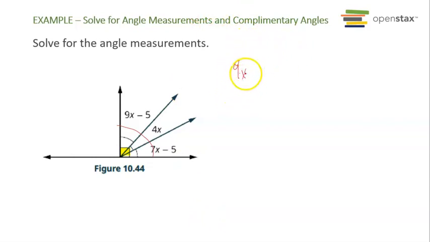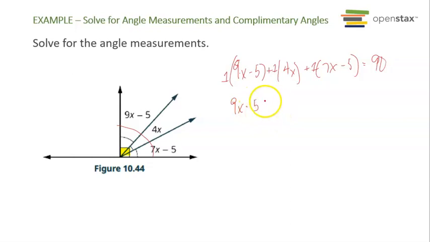I got 9x minus 5 plus a 4x plus a 7x minus 5. This is all equal to 90. All of these have 1's out front. When you have just 1's out front, basically what happens is that the parentheses just disappear. So 9x minus 5 plus a 4x plus a 7x, and that's a minus 5, equal to 90.